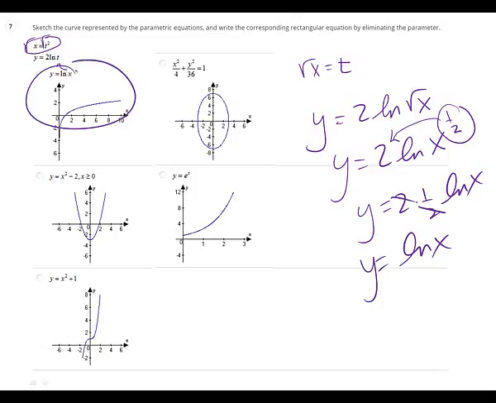All right, we good with 7? I don't want to go too fast.